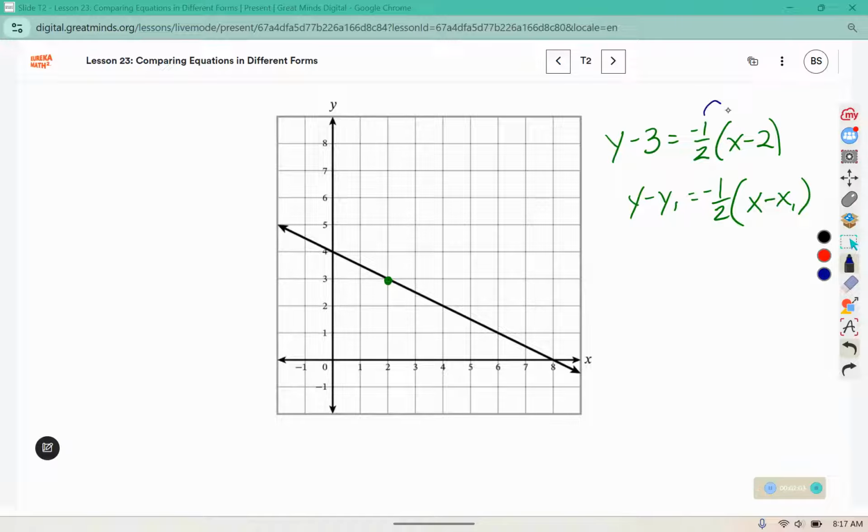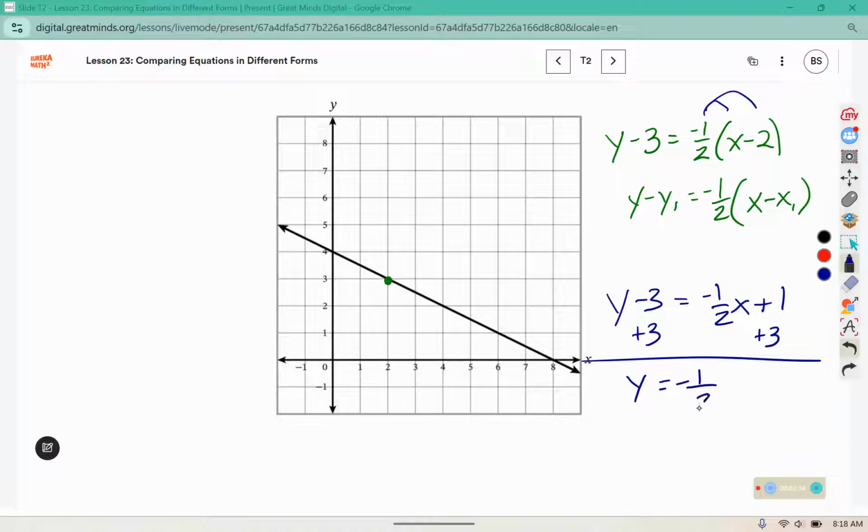And you can see if we distributed and moved 3 over, it would look something like this. Negative 1/2 times negative 2 is positive 1. Then we would add the 3 to both sides. And we would find the slope-intercept version of the equation that we just had.